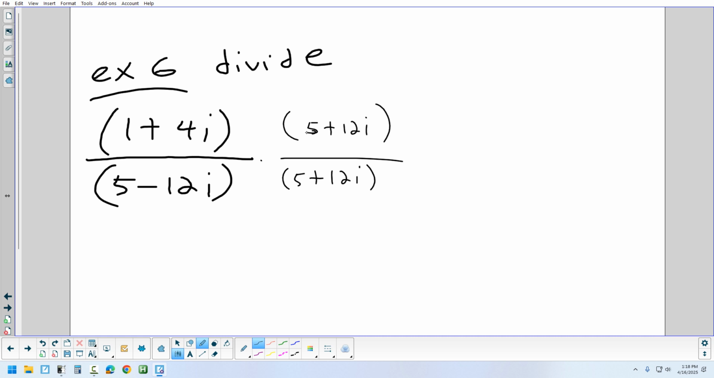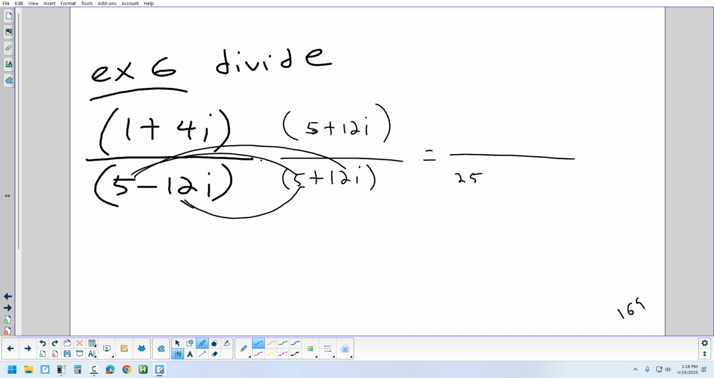Okay. So let's do the bottom first. What's the first thing you multiply? 5 times 5, and that's how much? 25. Keep in mind that number I said, 169. What's 5 times 12i? 60i. What's 5 times negative 12i? Negative 60i. So that's gone. 60i, negative 60i. So we don't need to write that.